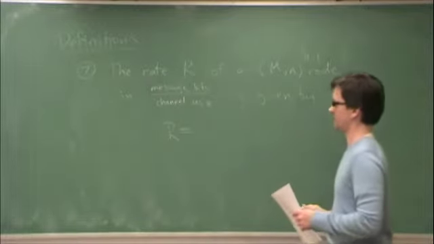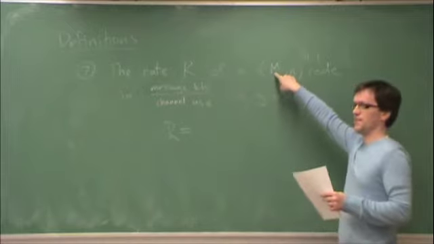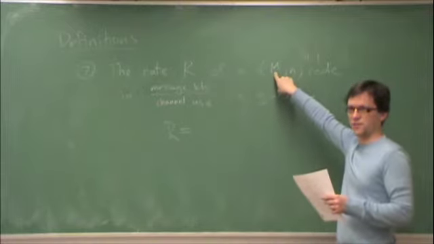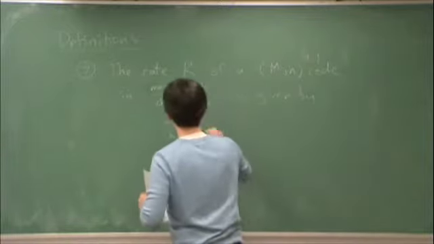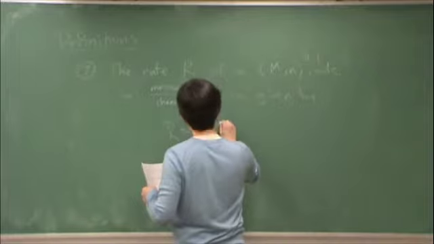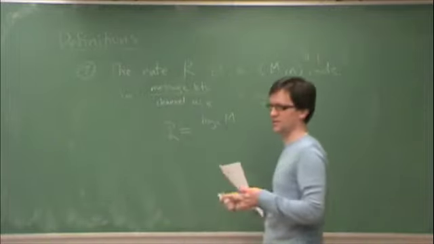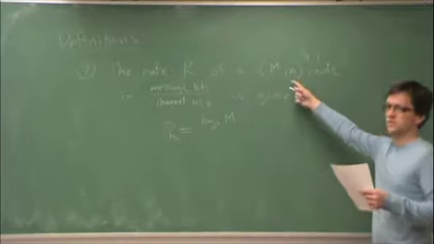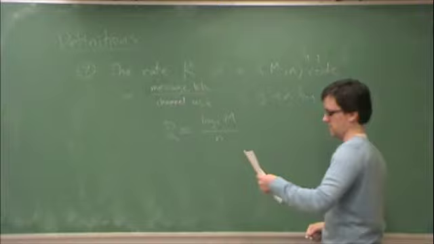Let's see if we can figure this out. There are M messages, so how many bits do I need to express M messages? Log 2M, so that's the number of message bits. I'm going to ignore the ceiling. And how many channel uses are there in this code? N. So R is log 2M over N.